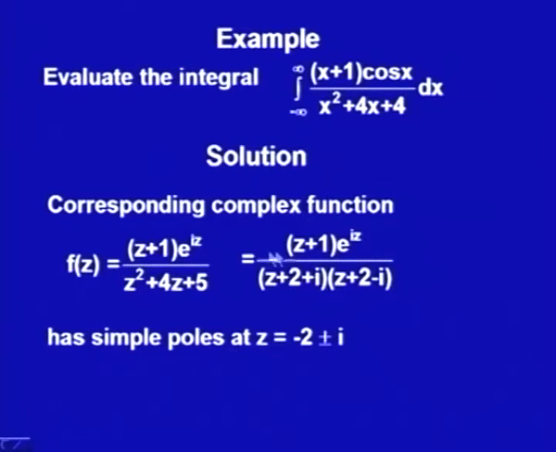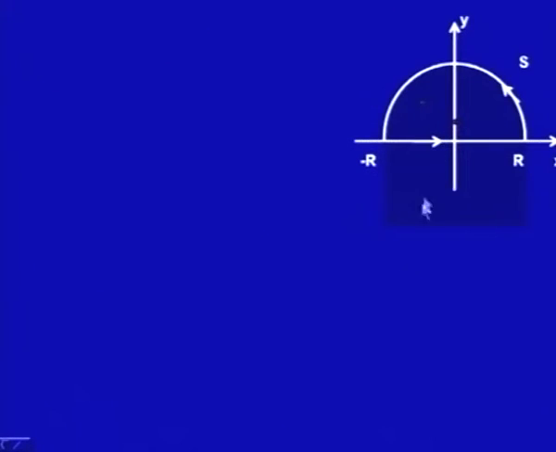So, this function has only two simple poles, at minus 2 plus i and minus 2 minus i. So, in the upper half plane there is only one simple pole. Let us use the residue theory over here. So, we will choose the contour as usual, the semicircle of radius 3, which would include our minus 2 plus i.